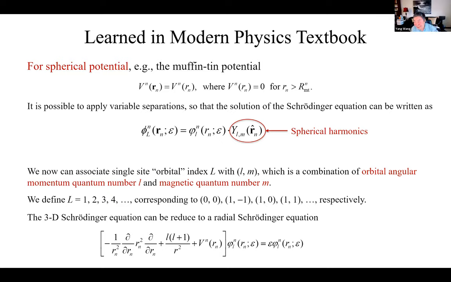What have we learned in the modern physics textbook? If the potential is spherical, that's what we have learned, all right? We usually deal with spherical potentials in textbook problems. For example, the muffin-tin potential V_n is spherical. We like spherical potentials because they allow us to do a variable separation, so that the single site solution can be written as a radial function multiplied by the spherical harmonic, which is a function of the orientation. This r hat is a unit vector for r_n, and only the direction matters. Only a function of directions.